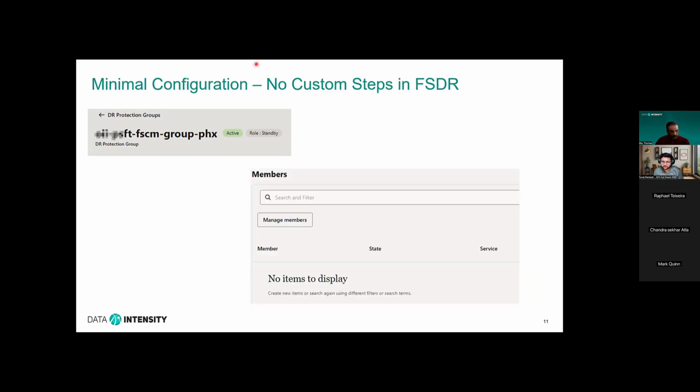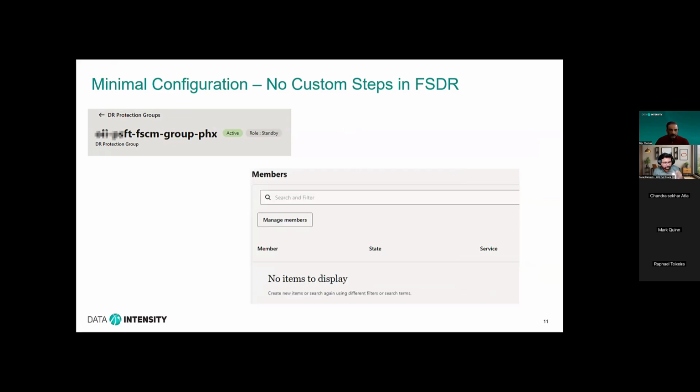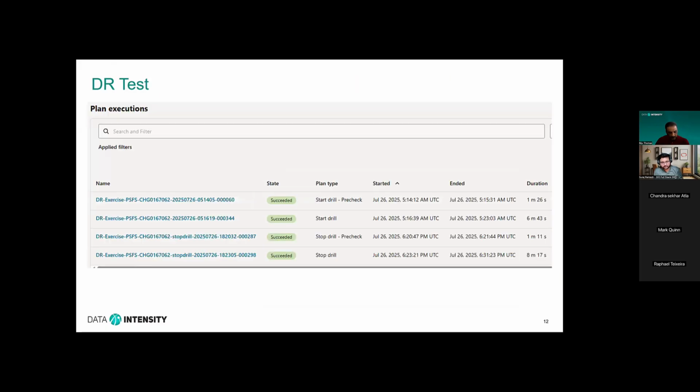On the standby side, we only have the group created in Phoenix. There are no members. You can see there is no standby database added here, no load balancers added here, nothing. All we did for the FSDR setup is create the protection group and then add the compute instances and volume group. That's all we did, nothing else. No automation, nothing for this customer.